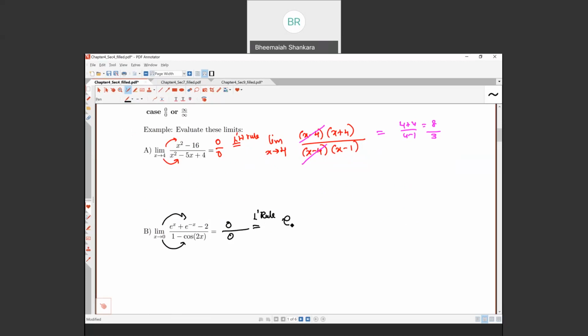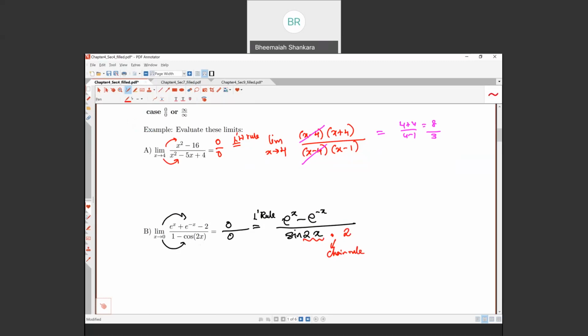So we have the differentiation of e to the x is e to the x. Differentiation of e to the negative x is negative e to the negative x. Differentiation of negative 2 is 0, so don't write it. Differentiation of 1 in the denominator is 0. Differentiation of cosine will have a negative sign. You already have a negative, so the term becomes positive. So it's sine of 2x. But don't forget the chain rule of differentiation, which is to differentiate 2x again, so it's 2. So here is the chain rule of differentiation.